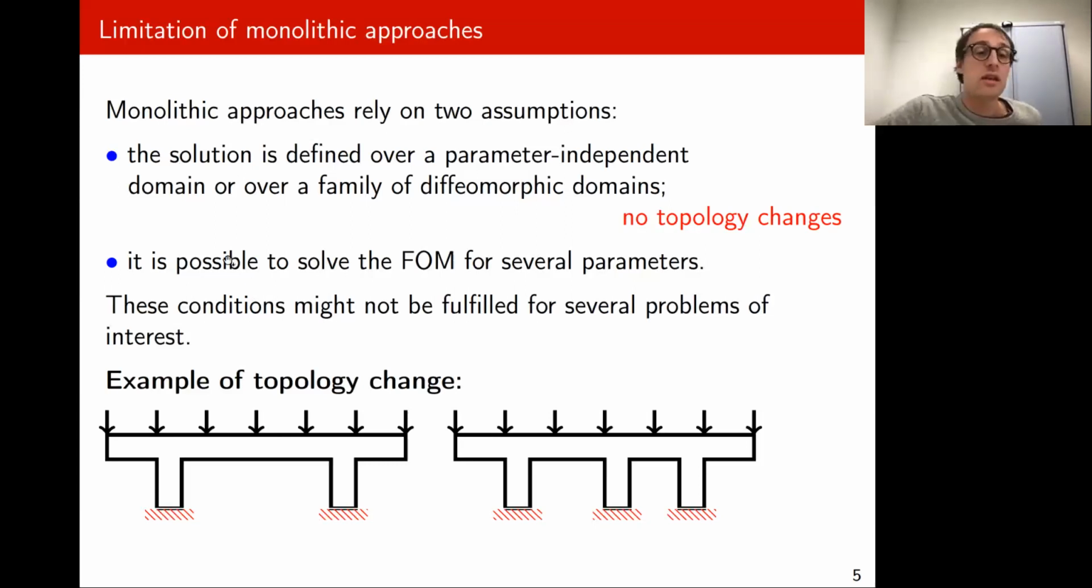Second assumption, it is possible to solve the full order model for several parameters during the offline stage. Of course, this is another major assumption because there are certain classes of problems for which the actual goal of model reduction may be to reduce, maybe it would be simply unfeasible to solve the problem for just one configuration.